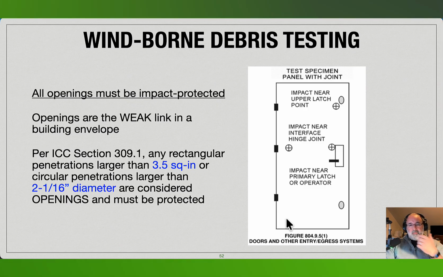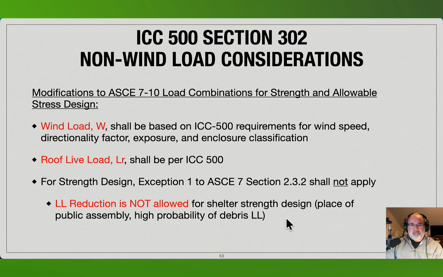So we know that for wind-borne debris, all openings must be impact protected. Openings can certainly be the weak link in a building envelope. Any rectangular penetrations larger than 3.5 square inches, or circular penetrations larger than 2 1/16 diameter, are considered openings that have to be protected. Again, we're trying to keep the building envelope as intact as possible for our designs.